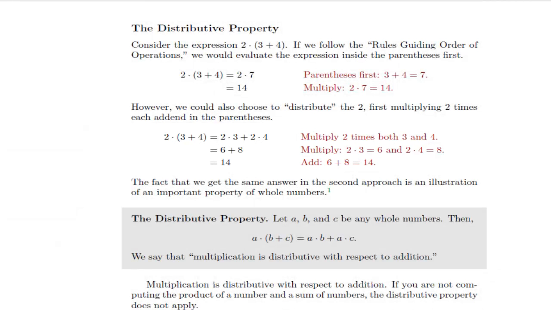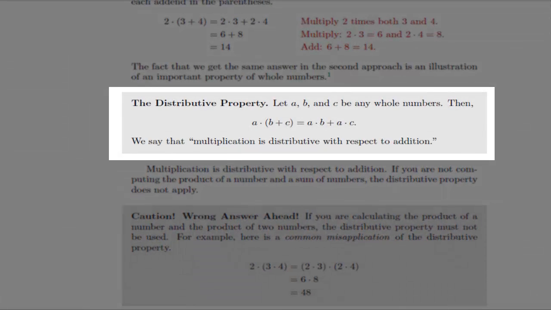The fact that we get the same answer in the second approach is an illustration of an important property of whole numbers, the distributive property. Let a, b, and c be any whole numbers. Then a times the sum of b and c is equal to a times b plus a times c. We say that multiplication is distributive with respect to addition.